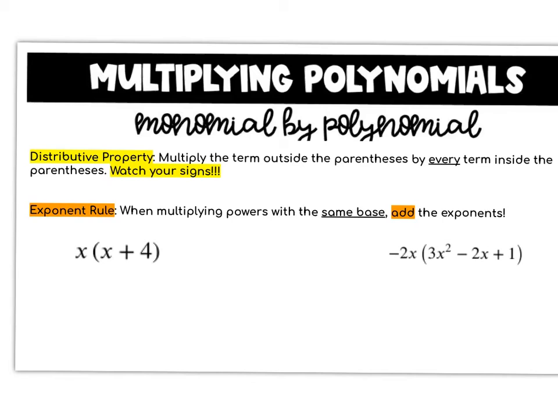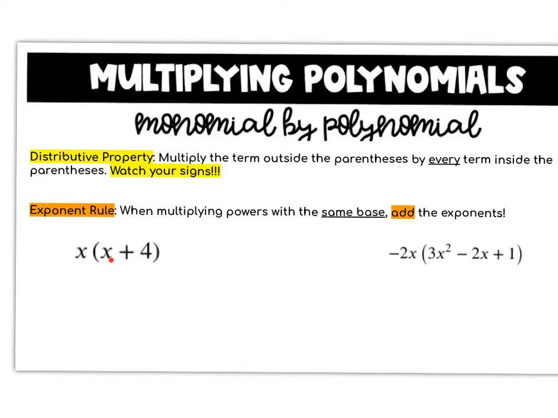So now that we know what a polynomial is and what a monomial is, today we're going to do a fun little lesson that I think you're going to like, because it's going to take something you're very familiar with and just add something else that we already know about to it, okay? And that is multiplying a polynomial by a monomial.